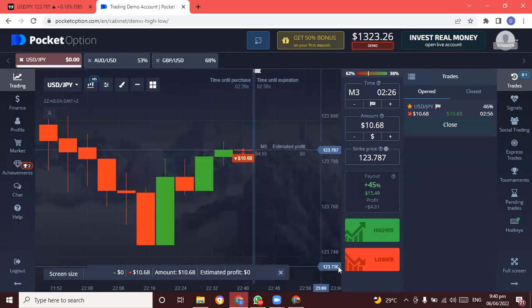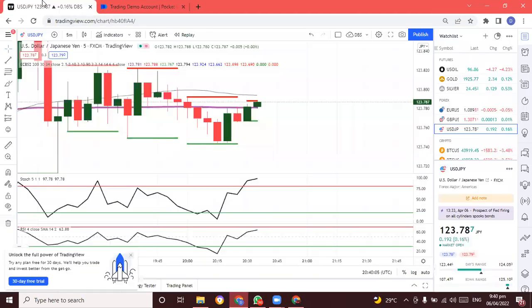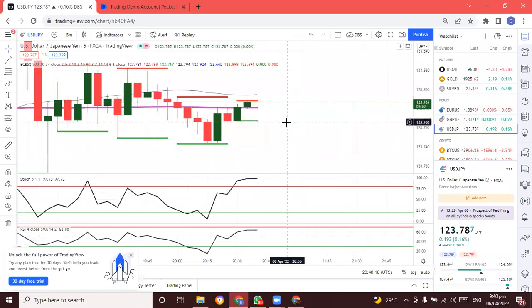You can see immediately the candle closes. Immediately the candle closes, another one will open right now. I took it for what? I took it for a sell.